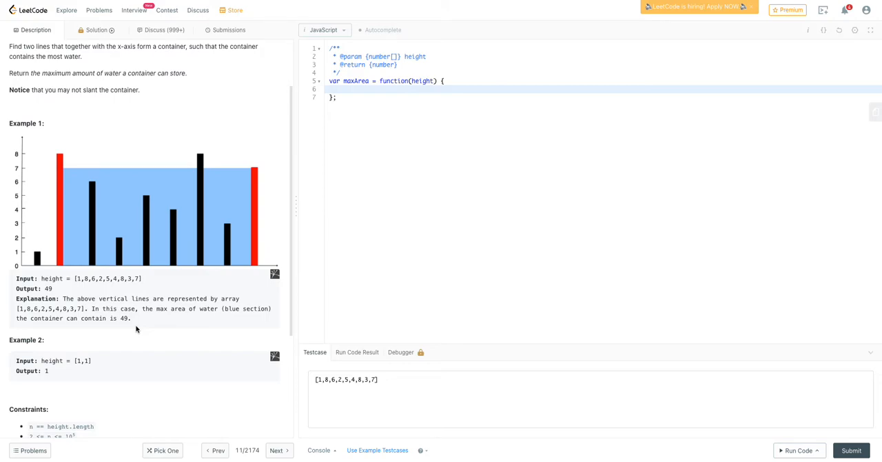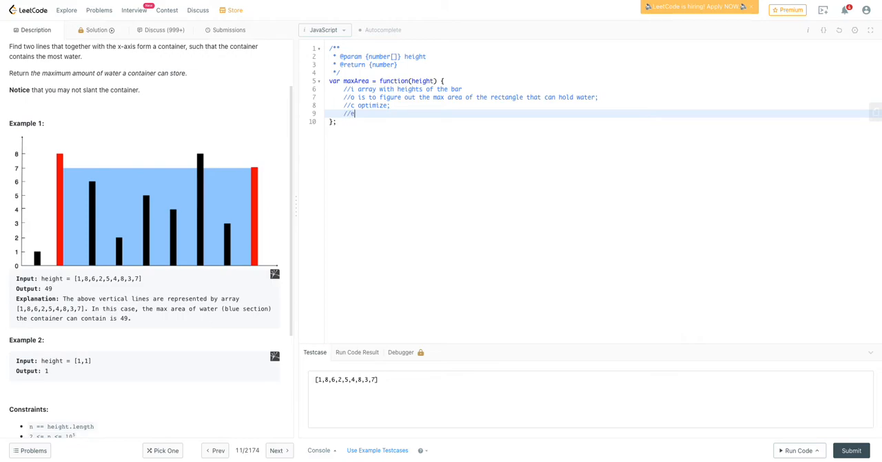Okay. So for this problem, we're given an array with heights of the bars, and our output is to figure out the area of the rectangle. We'll find out the max area of the rectangle that can hold water. Okay, so our constraint would be to make it optimized.